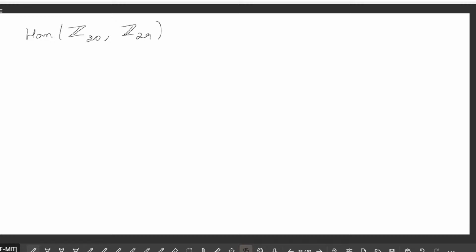Okay, suppose I change this to Z30. Now is it possible, because 30 is larger than 29? Can you have a surjective mapping? Why not? Because this has only 20 elements, whereas the other codomain has 29 elements, so you cannot have a surjective function at all. Now it's not true that you cannot have a surjective function in general. You can have a surjective function, but can it be a homomorphism?